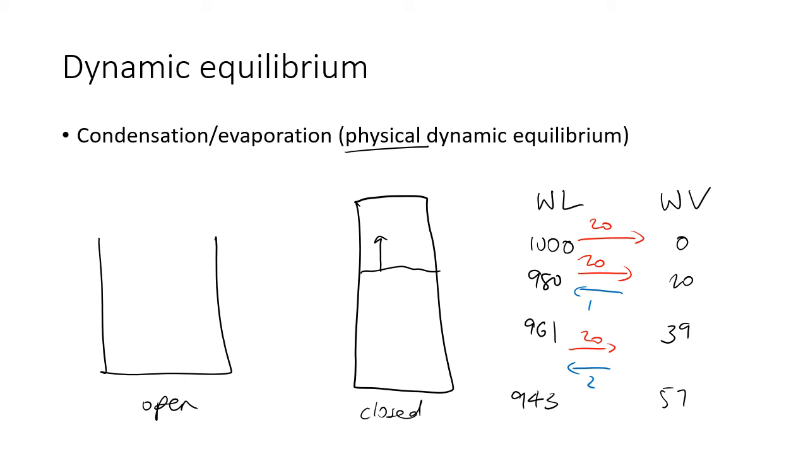So this would continue until the amount evaporating would equal the amount condensing. And then you would have equal numbers of liquid water and water vapor over time. Remember, the time scale is this way, time.